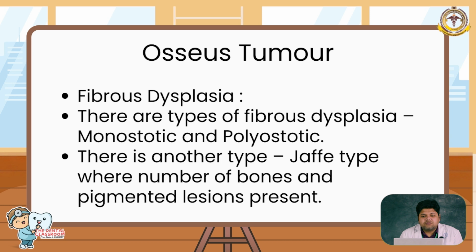So among osseous tumors, we have fibrous dysplasia. So there are two types, monostotic and polyostotic. So Jaffe's type is also there, involving various numbers of bones and pigmented lesions of the skin. Those lesions are called café au lait spots. And Albright syndrome is a kind of polyostotic fibrous dysplasia, seen with precocious puberty, and skin lesions and endocrinopathies will also be there.